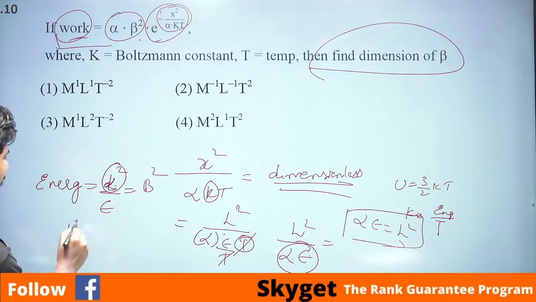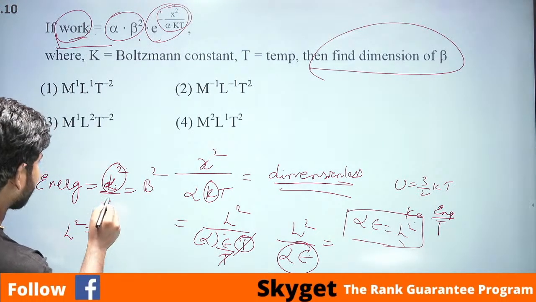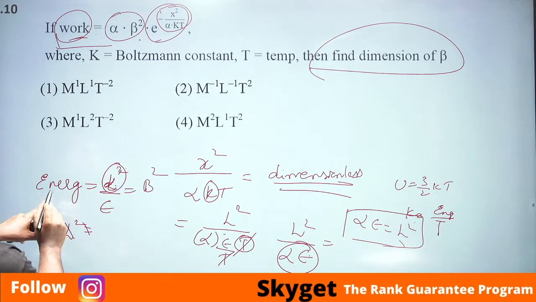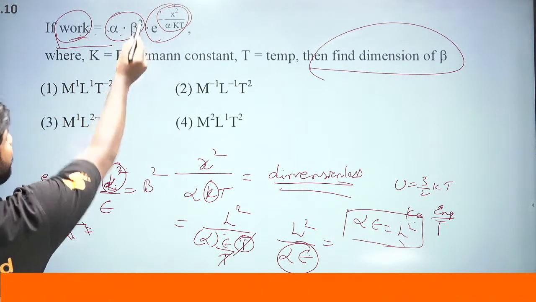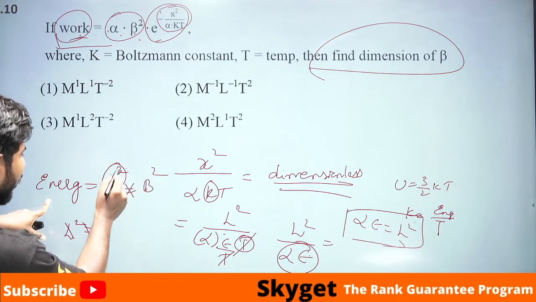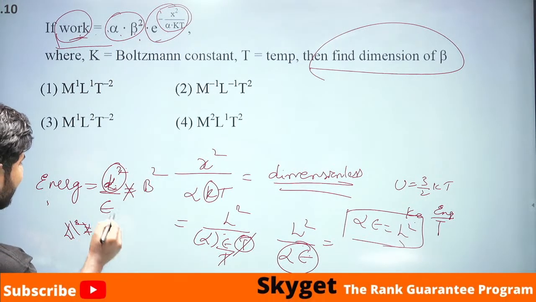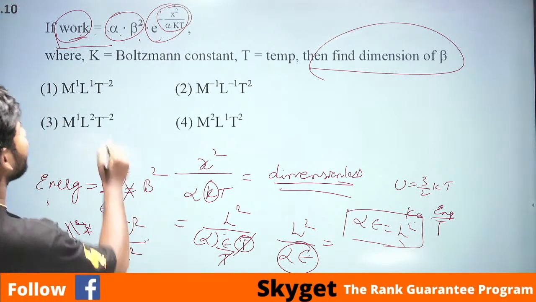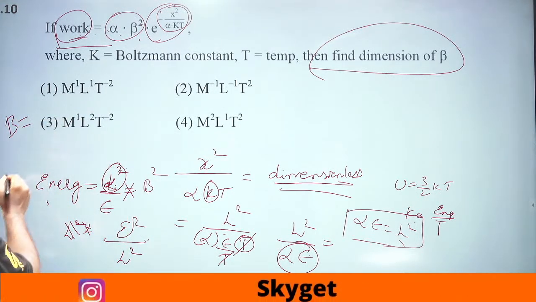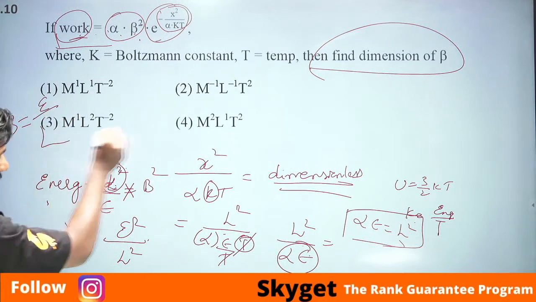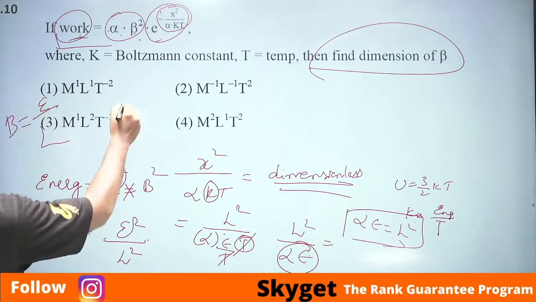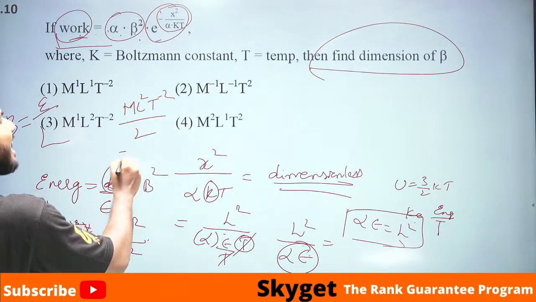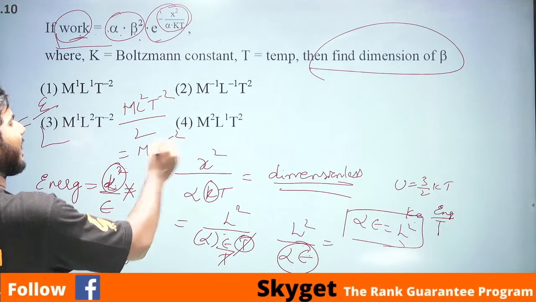So L square is equal to beta square. Beta square is equal to L square by energy, equal to alpha beta square. Beta square is equal to L square energy square by L square. So beta is equal to what, students? Beta is equal to energy by length, students. So what is the energy dimension? M L square T power minus 2 by L. So the answer will be M L T power minus 2, students.